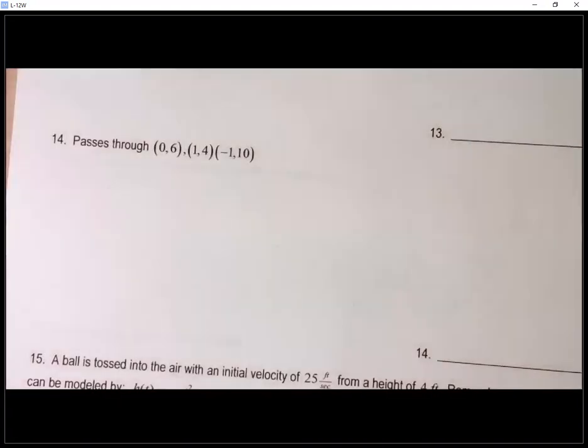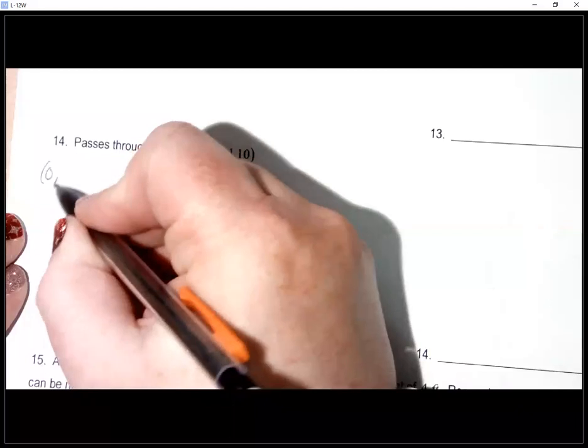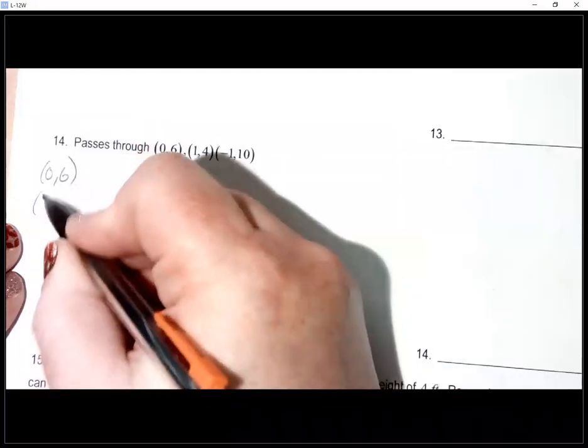All right, so 14 is one of the ones where you have 3 points. This one will make our lives a little bit easier, but recall what you're doing. You're taking all 3 points, and you've got to write an equation for all 3 points.